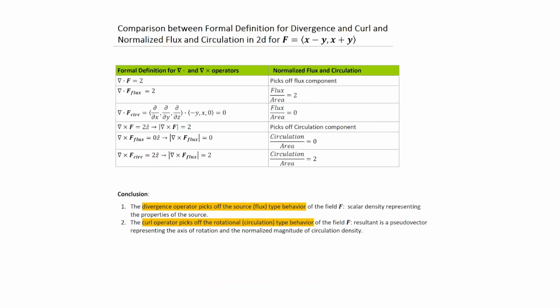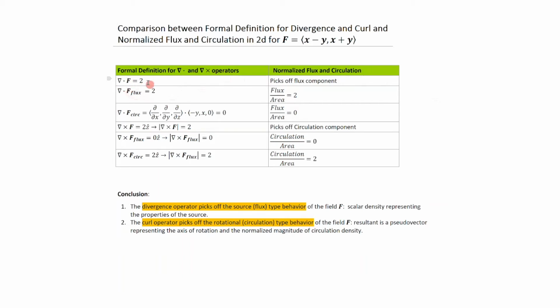All right, so let's compare what we had originally done using a very simple approach where we'd used a normalized flux and circulation, and now look at the formal definition which applies across the board for the divergence of a vector field and the curl of a vector field. These, by the way, are the operators. So we've basically summarized what we had on the previous page.